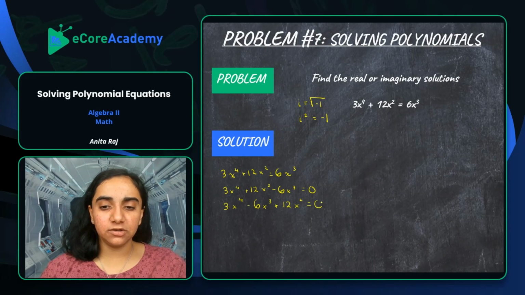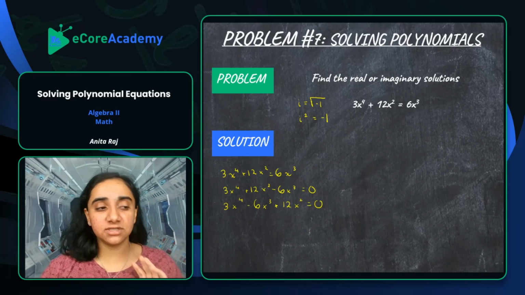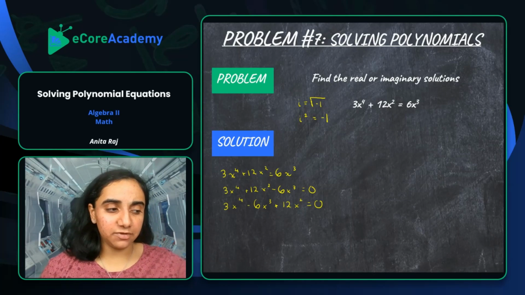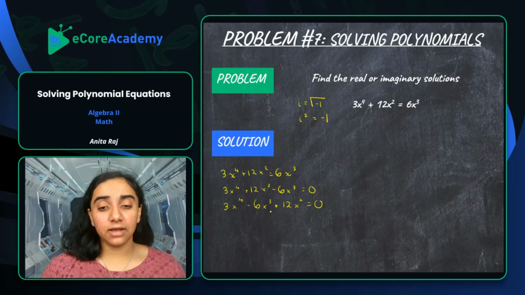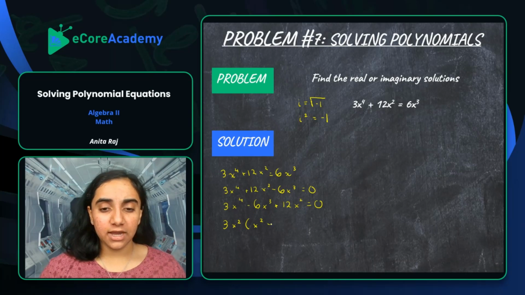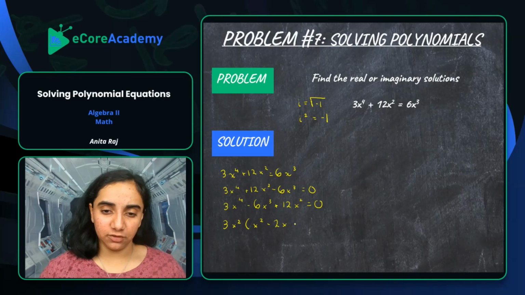And the first step we want to do is GCF because you can see that this definitely has a greatest common factor. If we look at the coefficients, it's 3, and if we look at the variables, it's x squared. So we're going to factor out a 3x squared. Dividing 3x to the fourth by 3x squared, we get x squared. Negative 6x cubed divided by 3x squared gives you a negative 2x. And 12x squared divided by 3x squared is just 4. And this is set equal to 0.